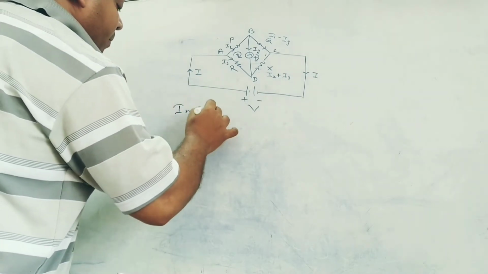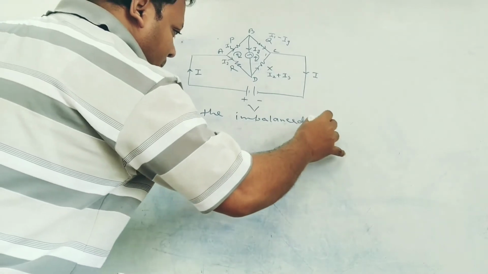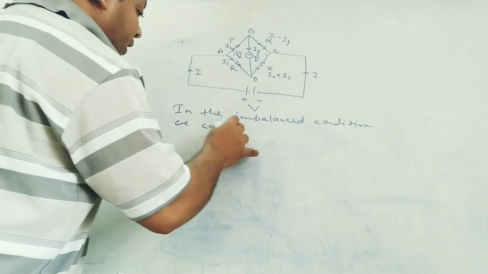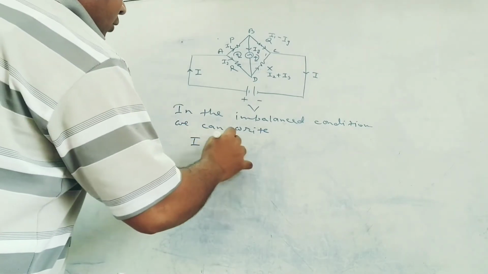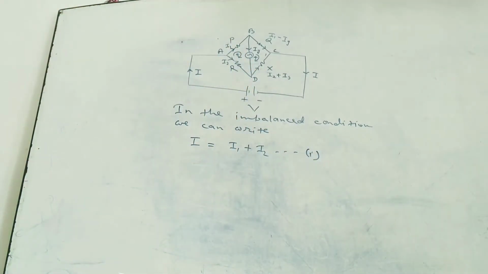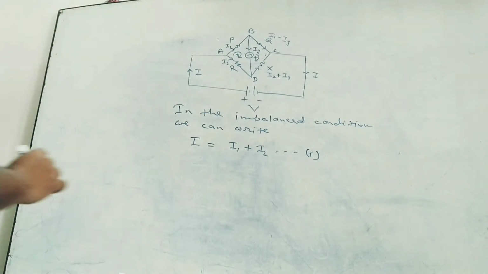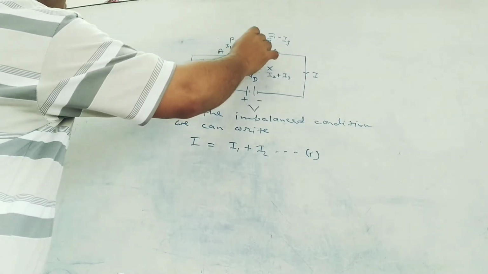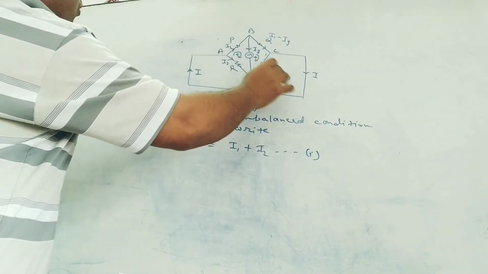In the imbalance condition, we can write I is equal to I1 plus I2. Equation number 1, at the point A: I is equal to I1 plus I2. And the galvanometer current is Ig. Therefore, P carries current I1, Q carries current I1 minus Ig, R carries current I2, and X carries current I2 plus Ig.